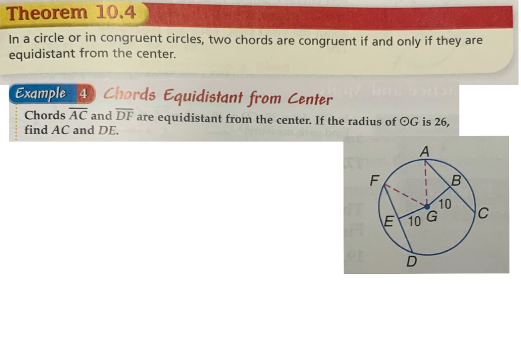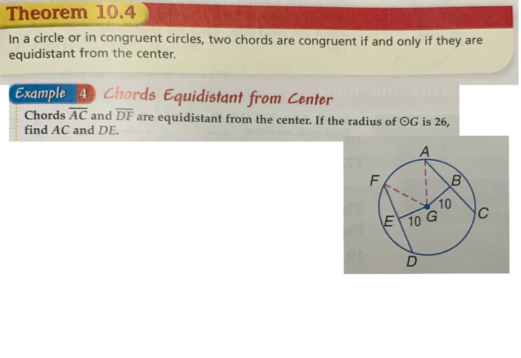What did they just tell us by telling us that information? That they are the same length, right? By telling us they are equidistant, they just told us they were the same length. If the radius of circle G is 26, find AC and DE. They actually told us the distance from the center, because you would have to know the distance to solve this one. And so they gave us the distance as 10.